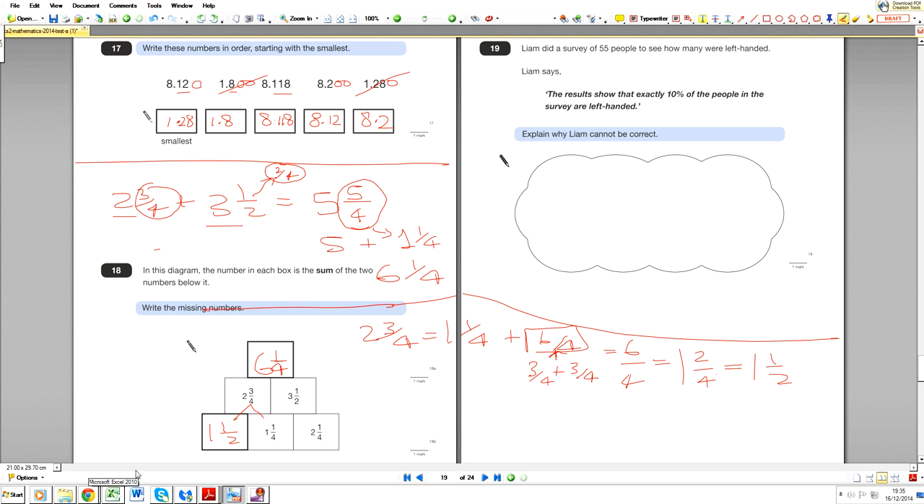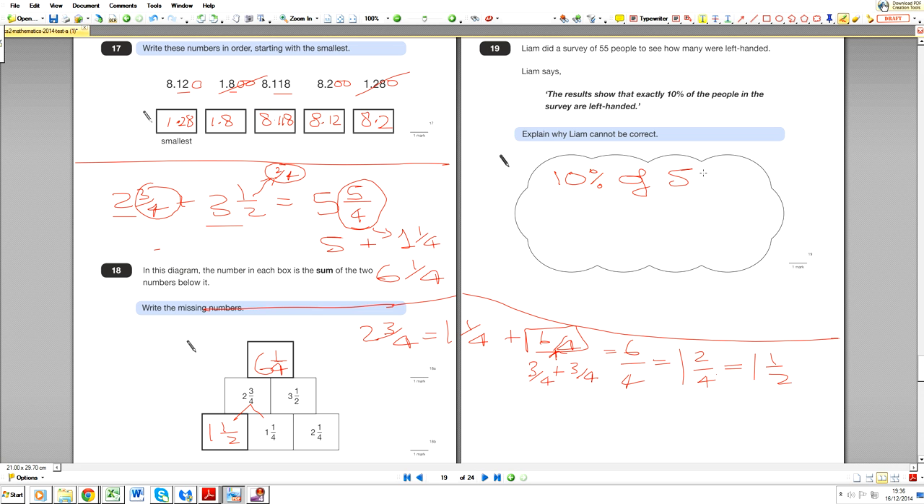Okay, question number 19. Liam did a survey of 55 people to see how many were left-handed. Liam says the result shows that exactly 10% of the people in the survey are left-handed. Explain why Liam cannot be correct. So let's work out 10% of 55.